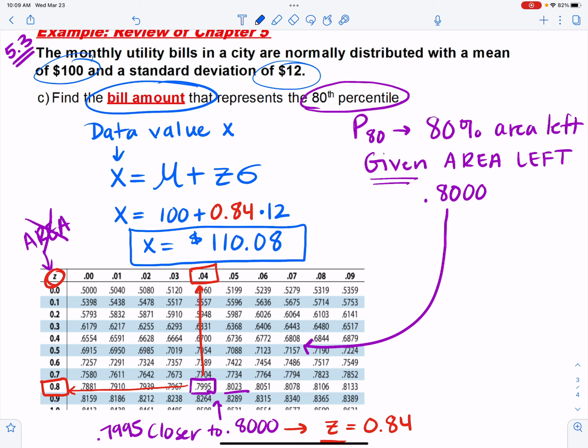All right, now with percentiles, you're always given the area to the left. So you'll work it the same way.